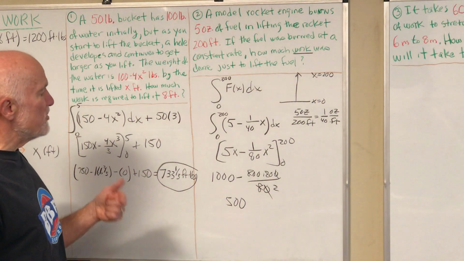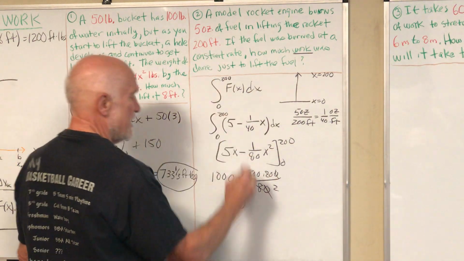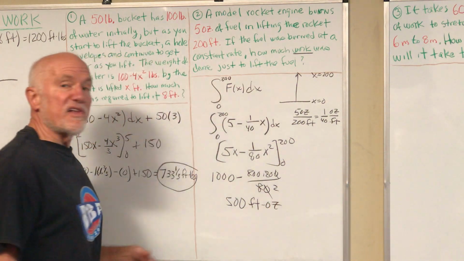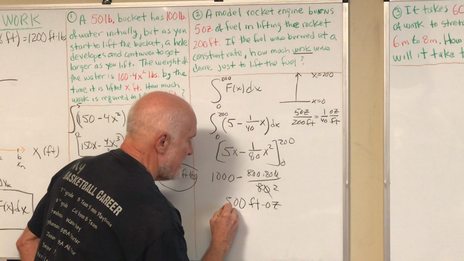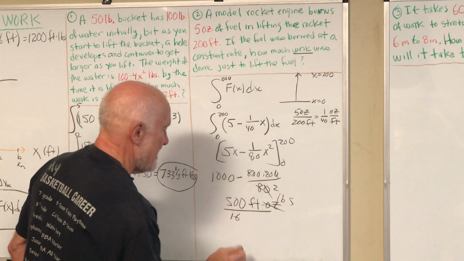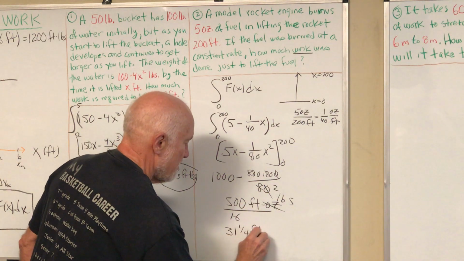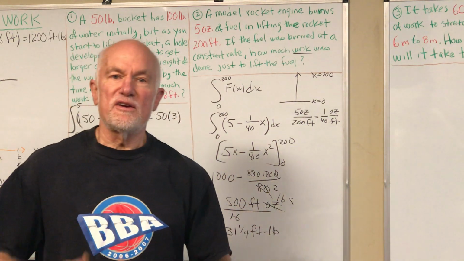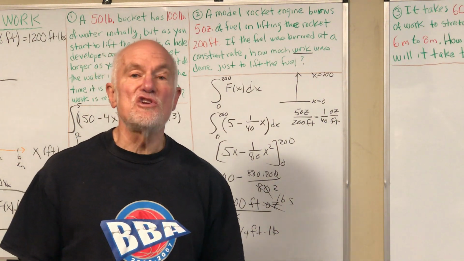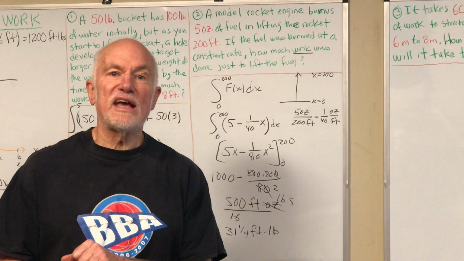So 1,000 minus 500 is 500, and again, this time, it's not foot-pounds, it's foot-ounces. So if you really needed to convert it into foot-pounds, you would just divide by 16, and then I think it's 31 1/4 foot-pounds of work just to lift that rocket ship. So these are types of decisions that have to be made to know how big of an engine you need to lift a rocket up into the air, whether it be a model rocket or a large rocket.